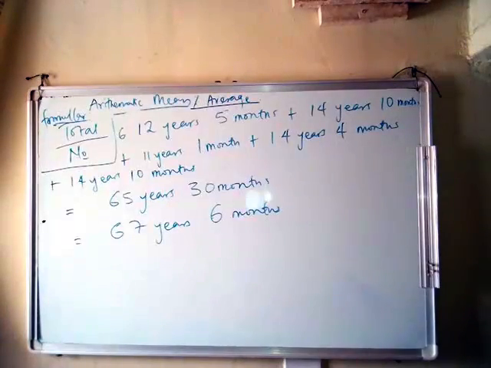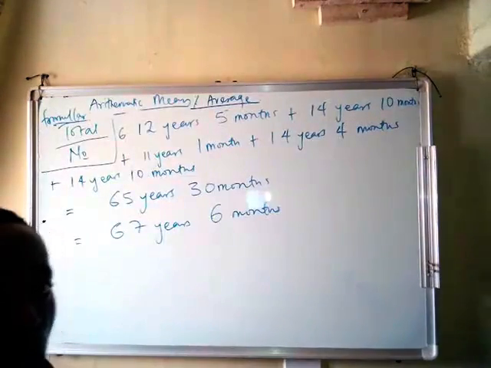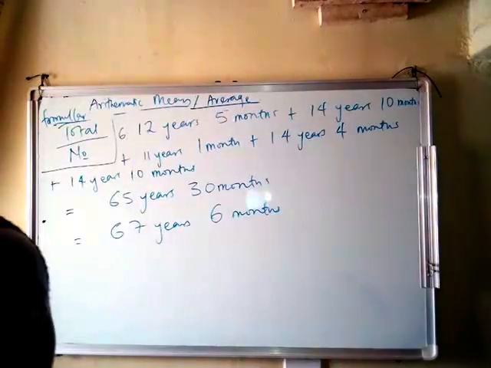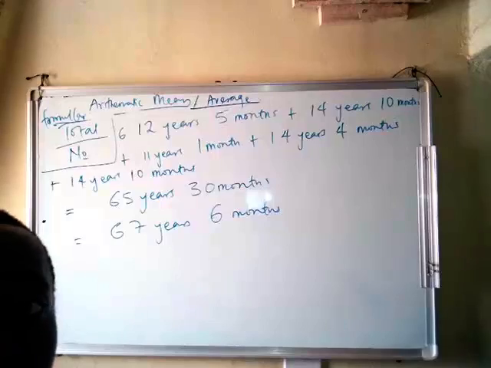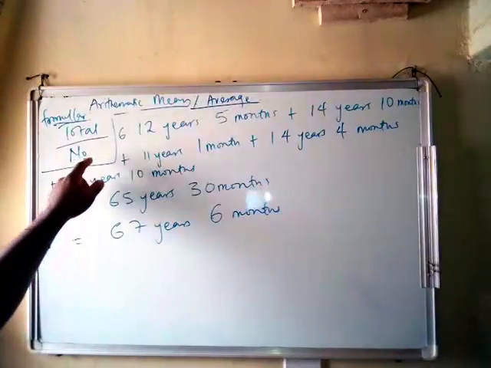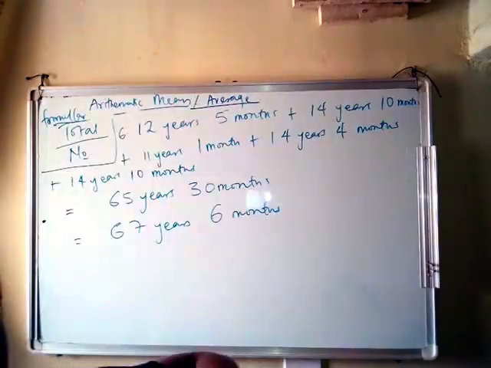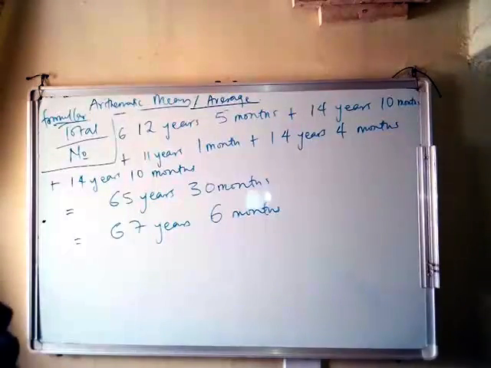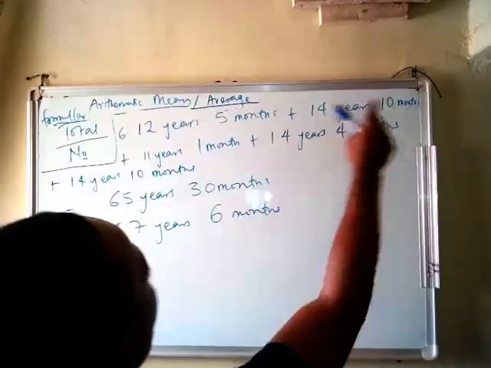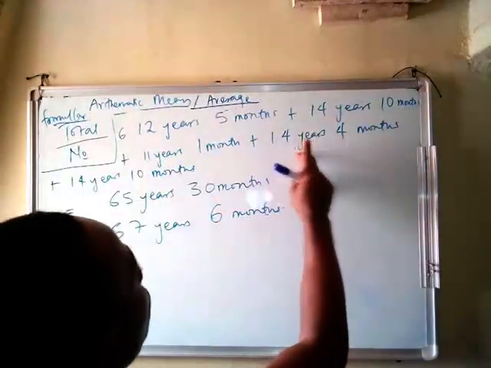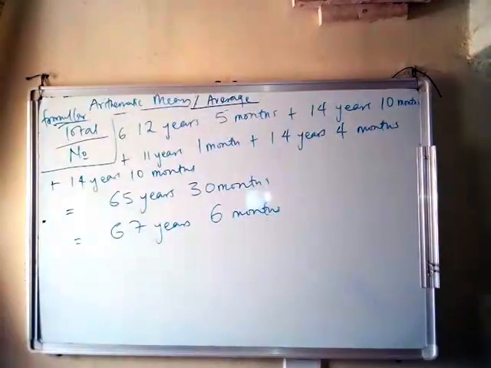67 years, 6 months. So we need to find the average value of all of them. But hey, don't be too fast to continue. Since we are talking about average, notice that average talks about the number of values. So how many values do we have here? Let's count. 1, 2, 3, 4, and 5. 5 values, not so good.